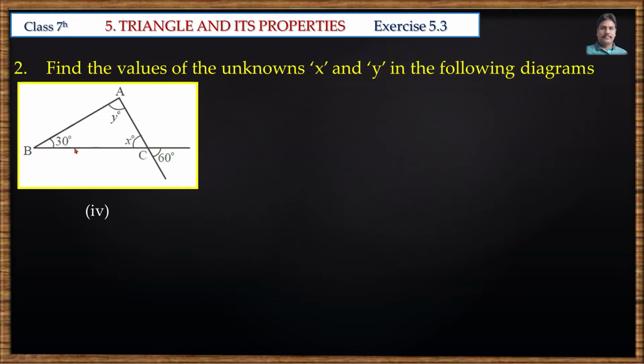Here triangle ABC is given. At vertex A, y degrees, at vertex B, 30 degrees, at vertex C, x degrees is given and its opposite angle is 60 degrees. Let us solve this problem. First of all, we will find the x value.